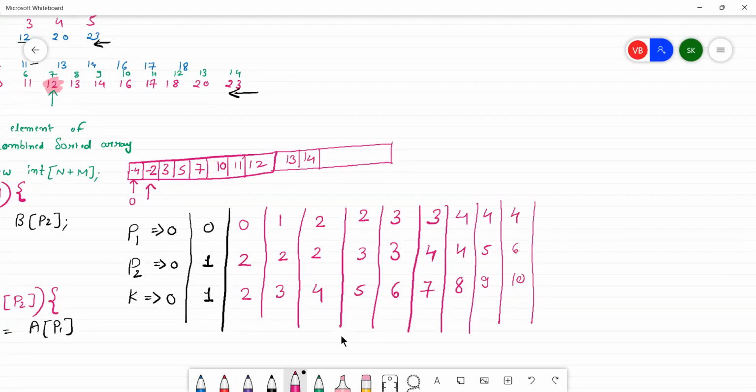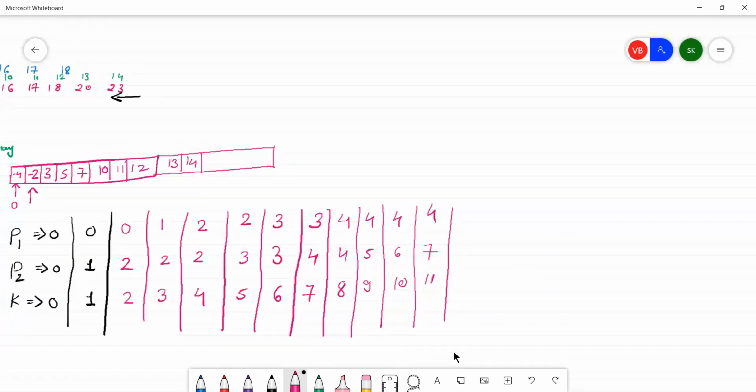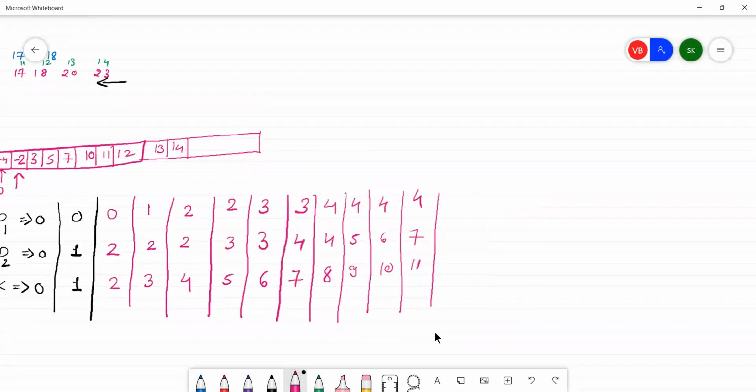The next time, it will compare 16 and 20. Which one is smaller? Sixteen is smaller, so this will again increase to 7, 11 and 4. For 17 also the same thing will happen and 18 also, right? Because both are smaller than 20. So I'll directly write here.